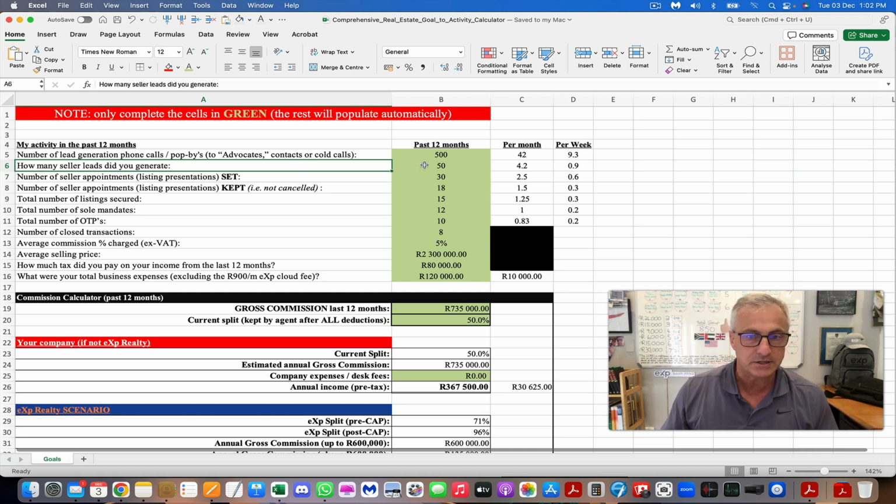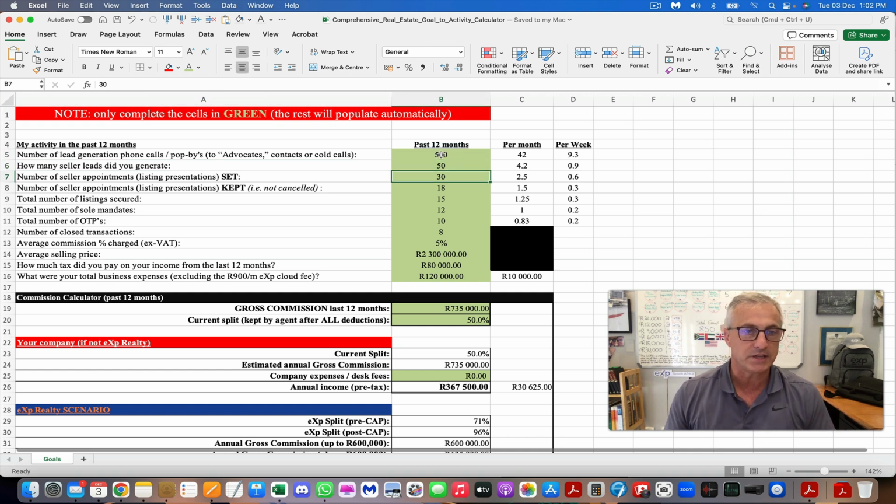Then the number of seller leads that you generated from those phone calls. Let's say you generated 50 seller leads. Number of seller appointments. Out of the 50 seller leads, let's say you got 30 appointments. You set 30 appointments. A bunch of those will cancel. So let's say you only managed to do 18 of the 30. The other 12 canceled. Of those seller appointments, let's say you secured 15 mandates. Of those, 12 were sole mandates. And then on those 12 sole mandates through the course of the year, you got 10 OTPs, and 8 of those turned into closed transactions.